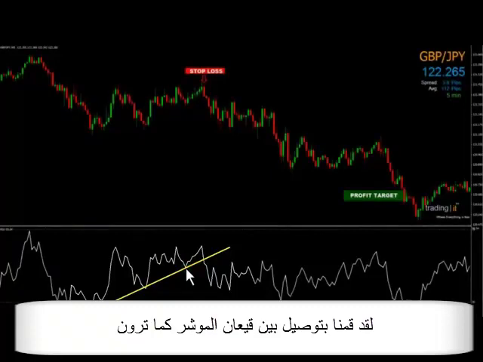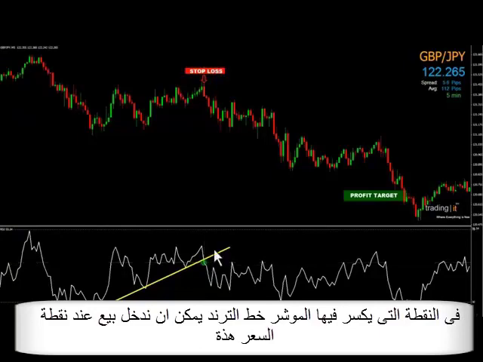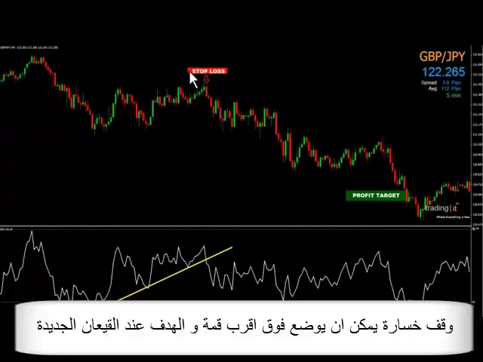At the point when the RSI breaks below the trend line, we can enter a sell order at this price point here. A stop loss can be placed above the most recent high here, and a profit target at new lows.